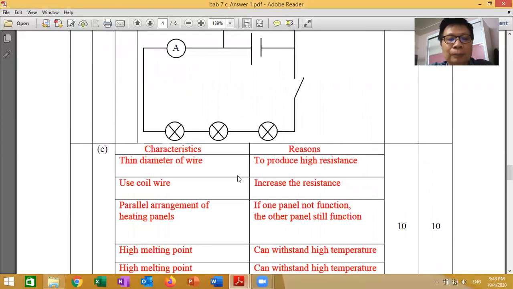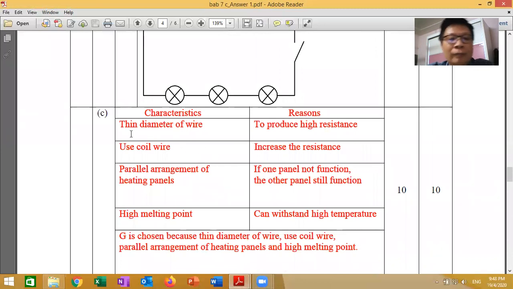Let's check the answer now. Very simple. The diameter? Thin diameter. Reason? Produces high resistance. Why need high resistance? Because with high resistance, you can produce more heat. Correct or not? Yes. Use a coil wire, not a straight wire. Coil can increase the resistance. Okay, can anyone explain now why using coil wire can increase the resistance? Coil wire, you coil it up, right?